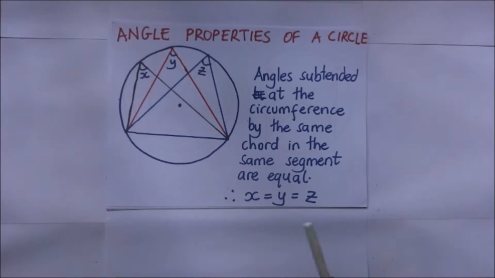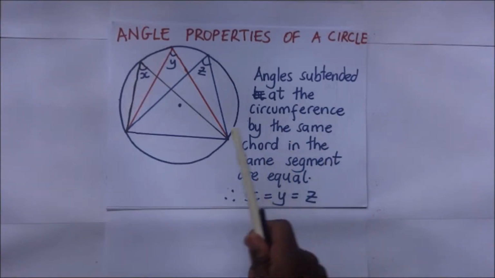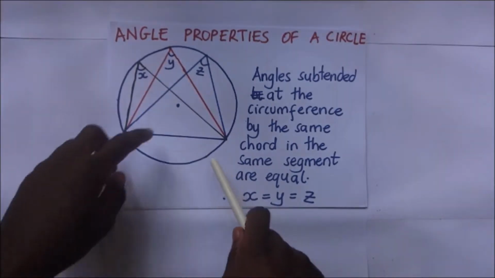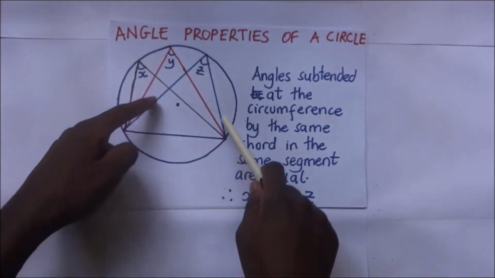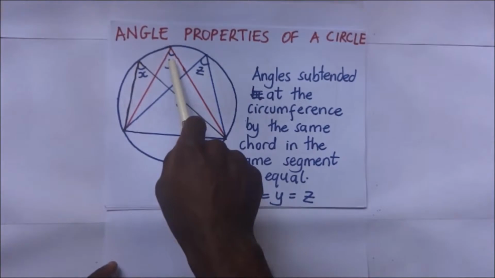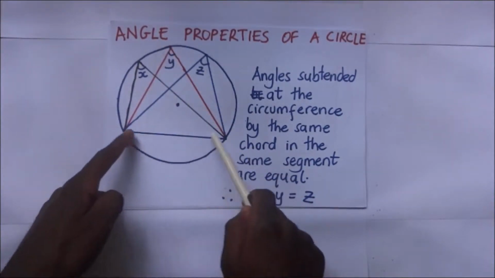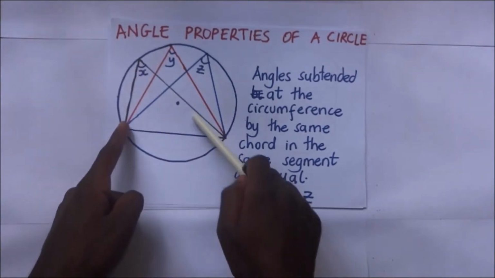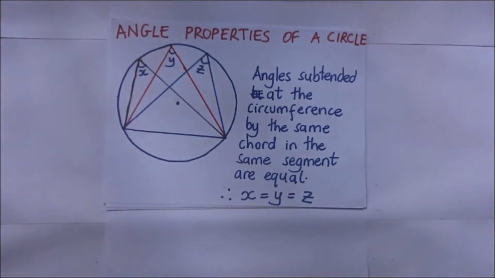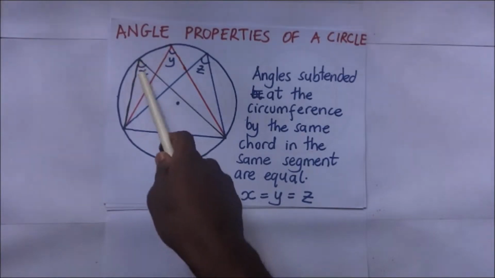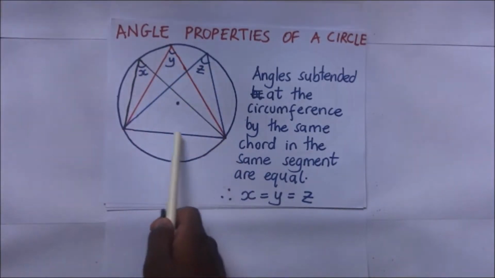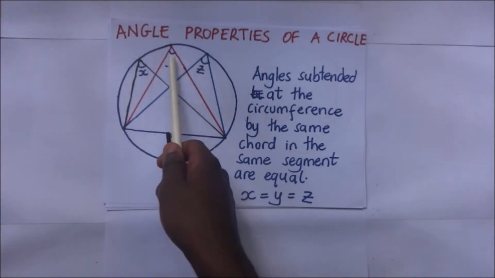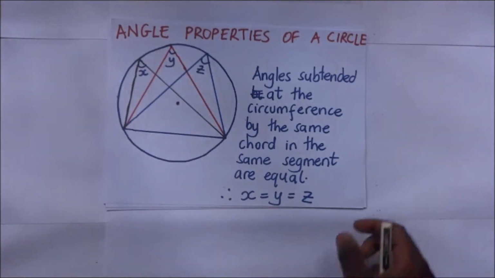We have angles that are subtended at the circumference. Now these are the angles we are talking about. You find that this angle Z is subtended to the circumference. This angle Y is subtended to the circumference by this same chord. Then also this same chord subtends the angle X to the circumference. And we are saying that angles that are subtended to the circumference by the same chord are equal. So in this case, the values of X, Y, and Z are all equal.